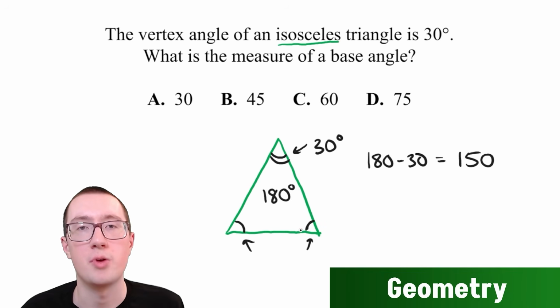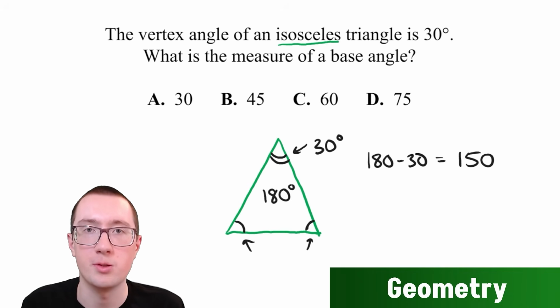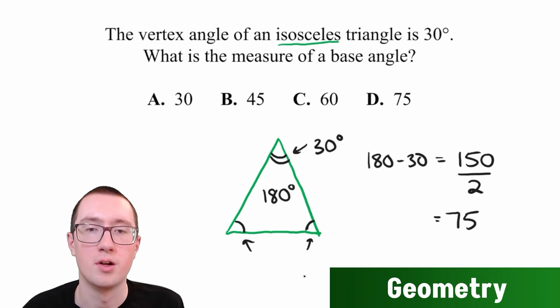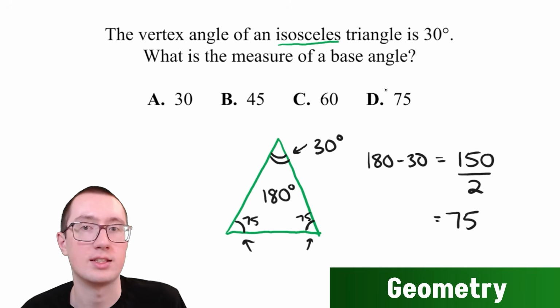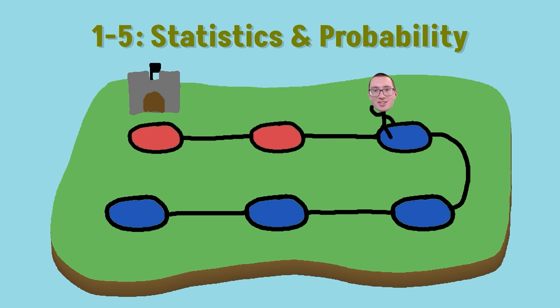And we know that these two angles have the same angle measure. They're exactly the same. So how do we distribute 150 degrees evenly between the two? Well, we just divide it by 2. 150 divided by 2 is 75, which means that both of these angles are 75 degrees. And it says, what is the measure of a base angle? In this case, that's 75. So the answer here is D, 75.